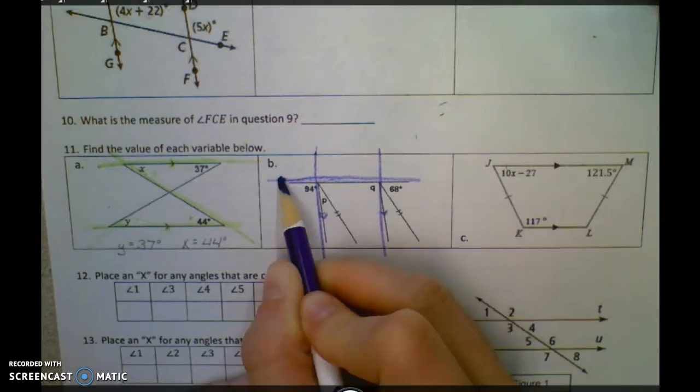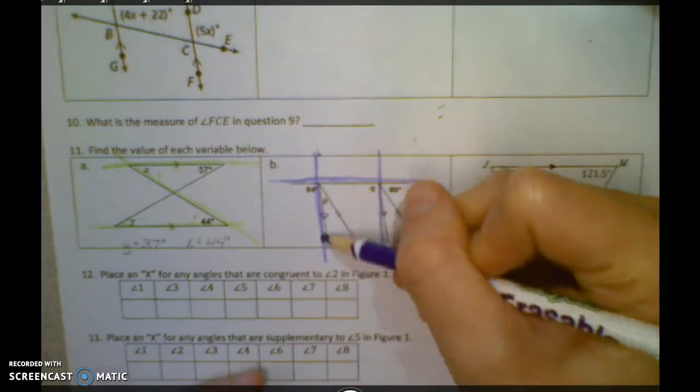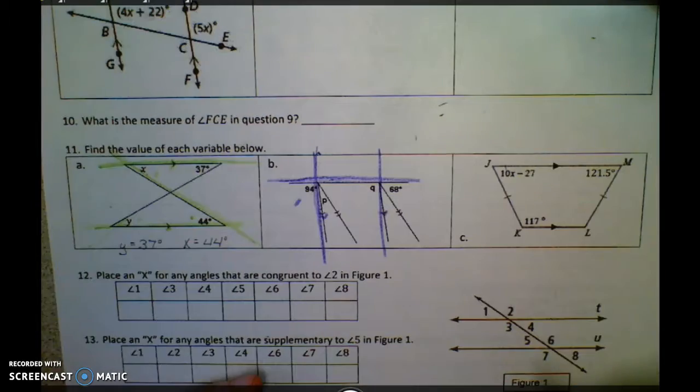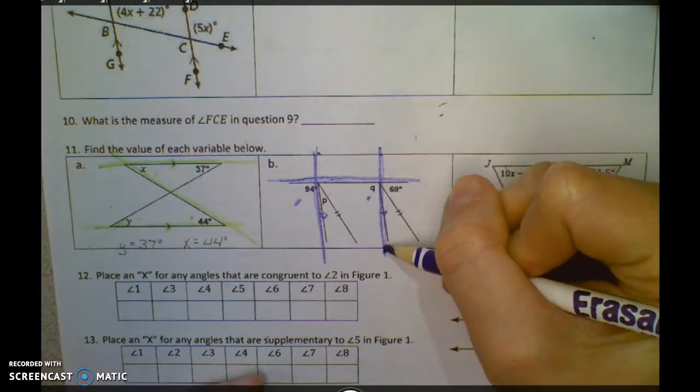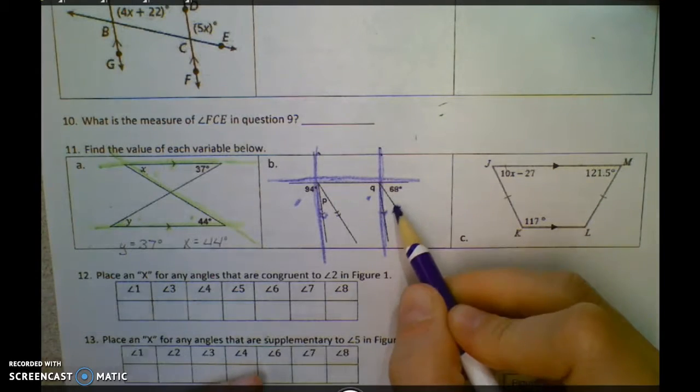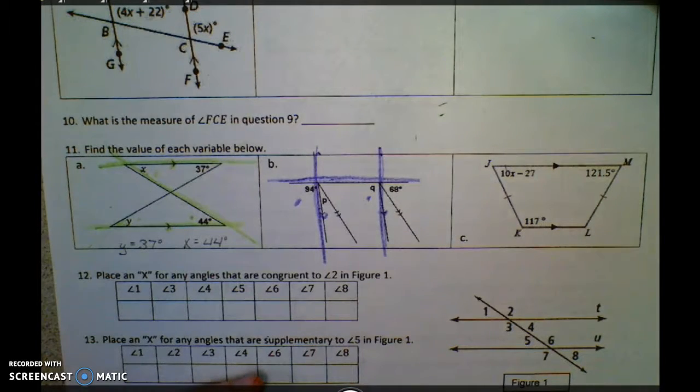And while I poorly traced that, we can see I've traced the sides of the 94-degree angle. I've traced the sides of Q. And that's it. I didn't trace both sides of 68. I didn't trace both sides of P. I can't deal with those.